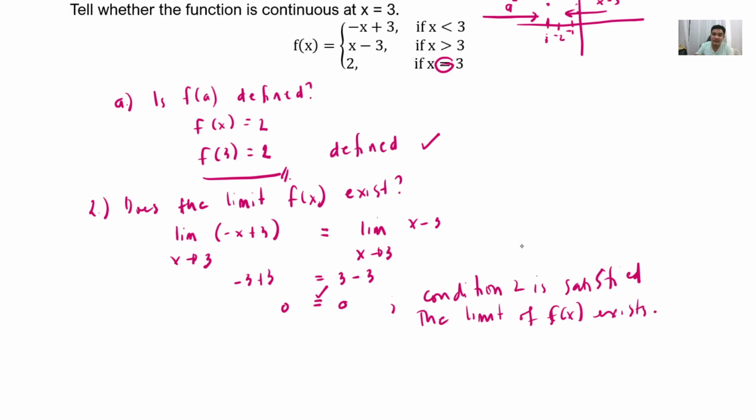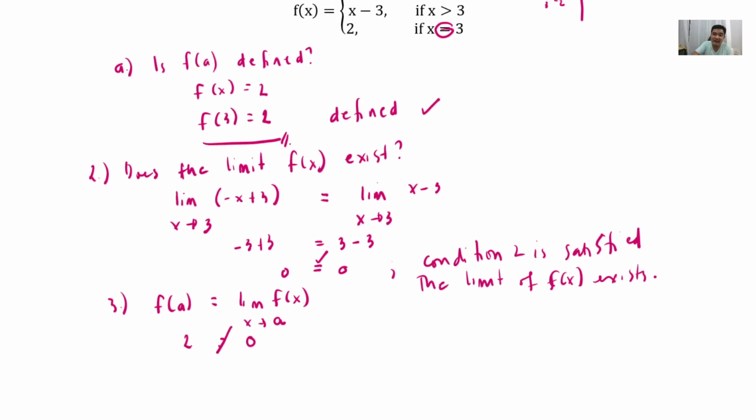Okay? And then, condition number 3 is that f of a should be equal to the limit of f of x as x approaches a. So, ang technique na lang dito, class, is condition 1 equal to condition 2. Ang f of a natin is f of 3, that is 2. And yung f of x natin as x approaches a is 0. Are they equal? No, they are not equal. So, condition number 3 is not satisfied.